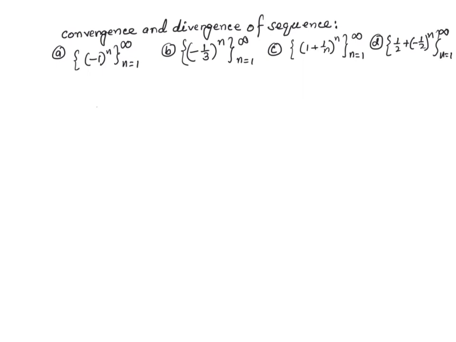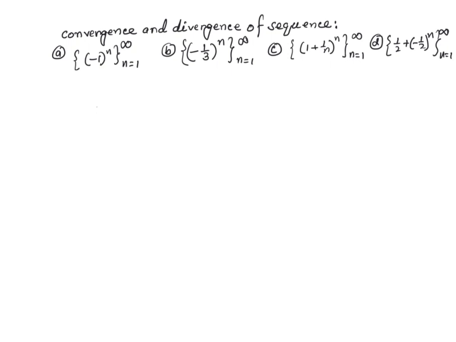In this video, I'm going to talk about the convergence and divergence of sequences. I have a few examples, and I'm going to go over them one by one. So let's talk about the first sequence, which is negative 1 to the power n.